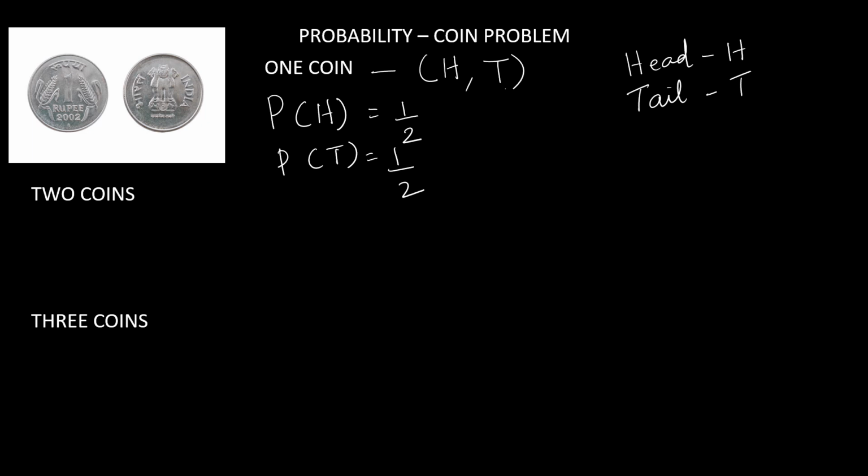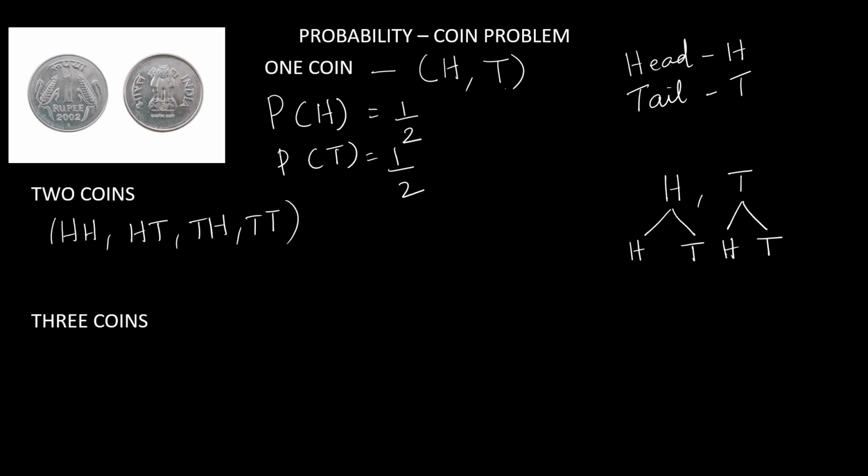Okay. When two coins are tossed, how will you find out? When one coin is tossed, you will get H, T. When H is there, you will get H, T. When T is there, you will get again H, T. You write as such. Listen, how you have to write: HH, HT, TH, TT. Okay, like that you have to write.